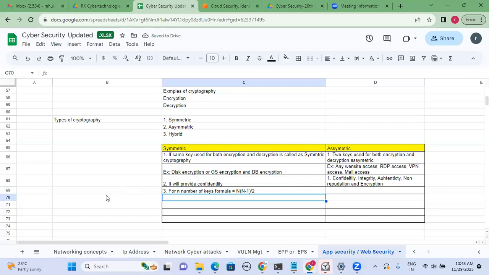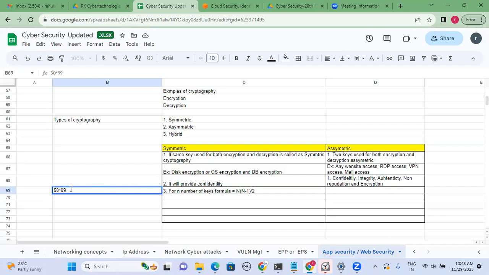For example, if we need 100 keys, and you want to exchange 100 keys, how many keys will be exchanged on the symmetric side? Instead of n, put 100: 100 into 100 minus 1 by 2, which is 50 into 99, so 4,950. That many keys will be exchanged for 100 keys.